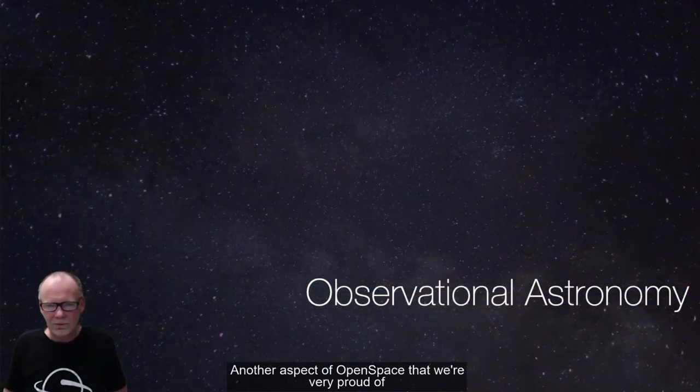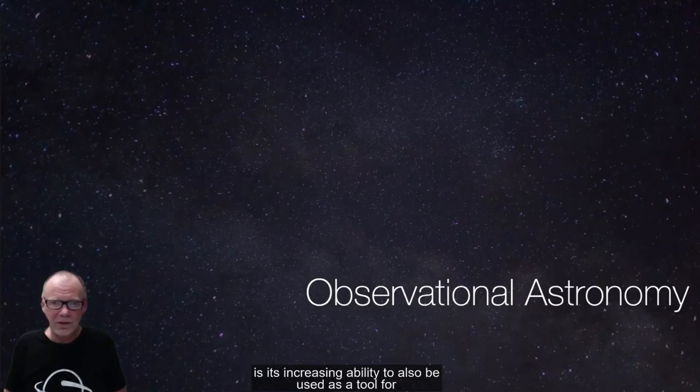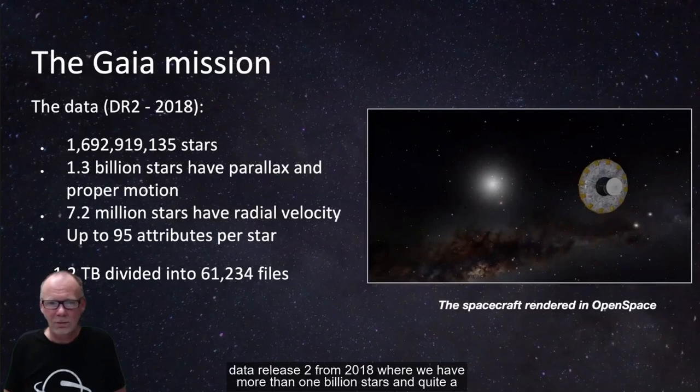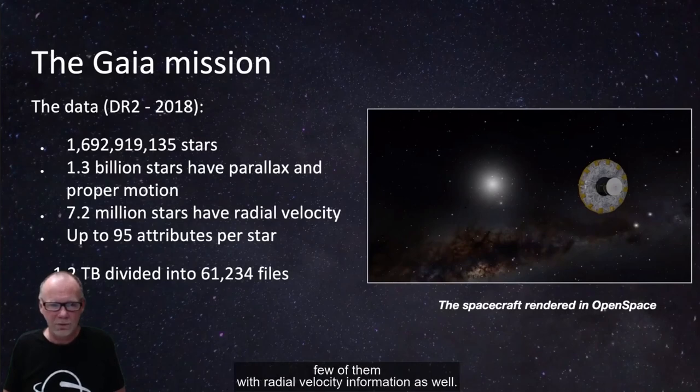Another aspect of OpenSpace that we're very proud of is its increasing ability to also be used as a tool for astronomy research. We will show you this using data from the Gaia mission and the Data Release 2 from 2018, where we have more than 1 billion stars and quite a few of them with radial velocity information as well.